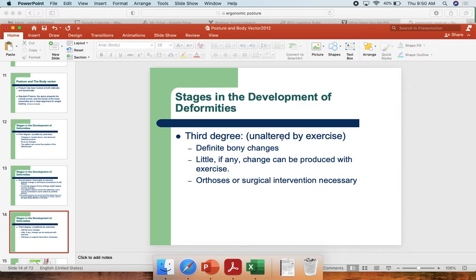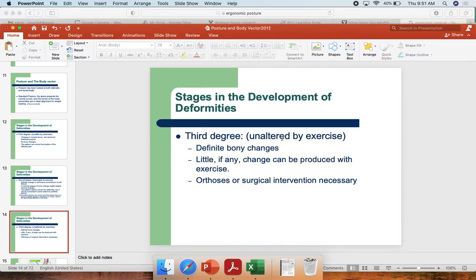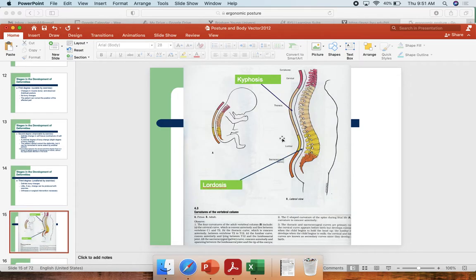That doesn't necessarily mean that their quality of life cannot be improved because of exercise, but simply that their faulty posture, for example, if they are really humped over, they have started to develop an ankylosing spondylitis. That's not something that's going to be altered by exercise, but exercise could improve their life. So again, hopefully you can see those slight differences. Just remember, as we go through these faulty postures, we have this first, second, and third degree: curable by exercise, improved by exercise, or unaltered by exercise.